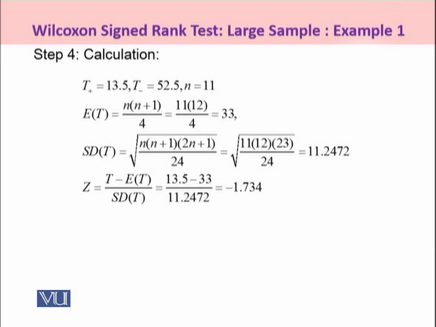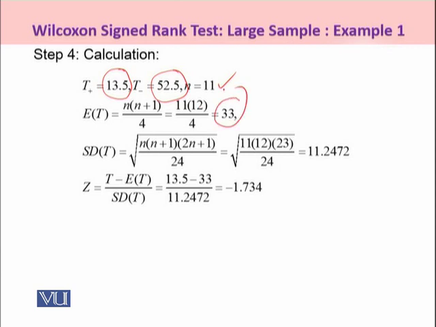Once you are done with that, you have to regard how many positive ranks and negative ranks are to be summed. So T plus, which you have, is 13.5, whereas the sum of the ranks with the negative signs is 52.5. The sample size was reduced by 1 because one difference was exactly 0. Now we are going to calculate the expected value of T. It is n, which is 11, into n plus 1, which is 12, divided by 4.